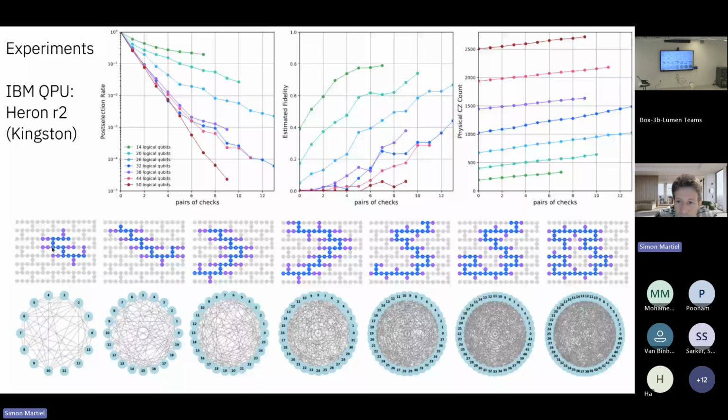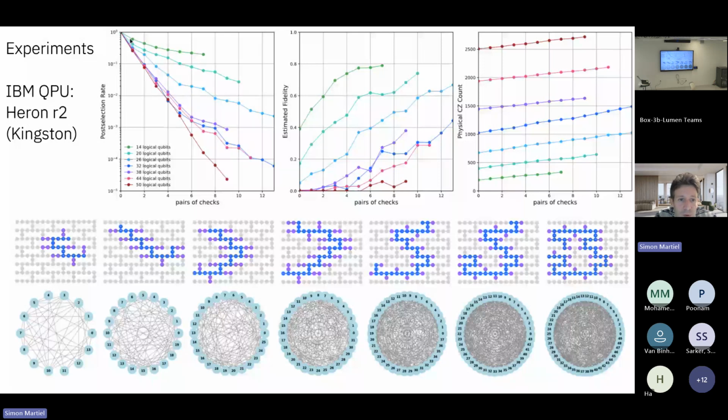So at the bottom here, you have the layouts we used inside the qubit layout of the processor, and you can see that we increase the payload size from basically 14 qubits. Here, payload size is just the blue qubits, which are the data qubits, and the purple qubits are the check qubits. So we went from 14 up to 50 qubits, and we ran the experiment and ran the shot discarding process and estimated the fidelity of the resulting state we get at the end.